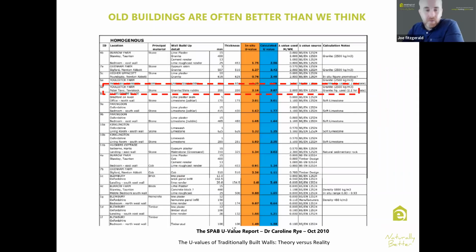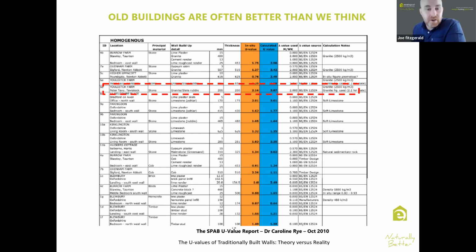So one report here, and I know there are others, but this one is the one I usually go to, and this was carried out by Dr. Caroline Rye in 2010 for the Society for the Protection of Ancient Buildings, and it looked at the U value of traditional building walls versus the theory of that versus the reality. So what they did was they simply modeled in U value software what the U value would be of a selection of buildings. And they compared that to the in situ monitored U value performance. So they actually physically went to site and they measured it.